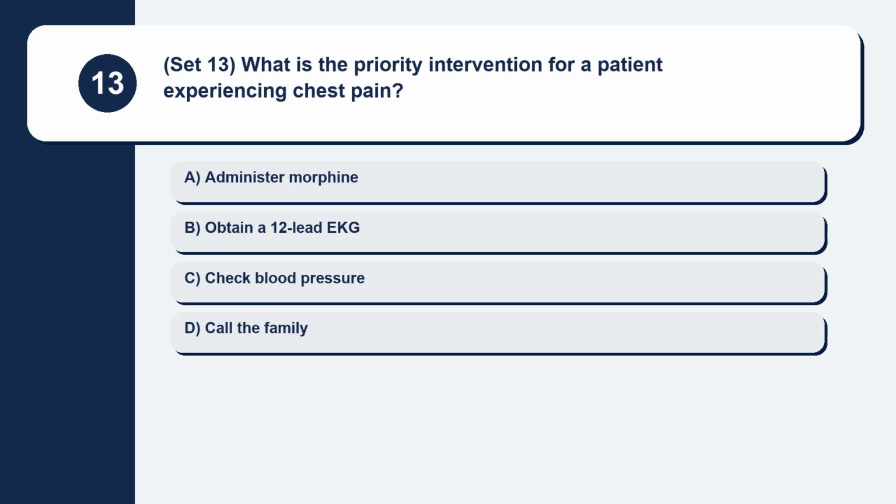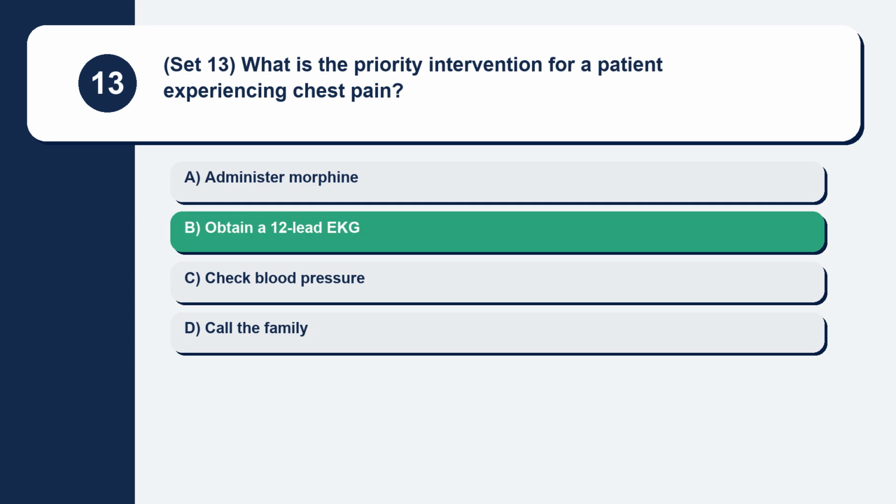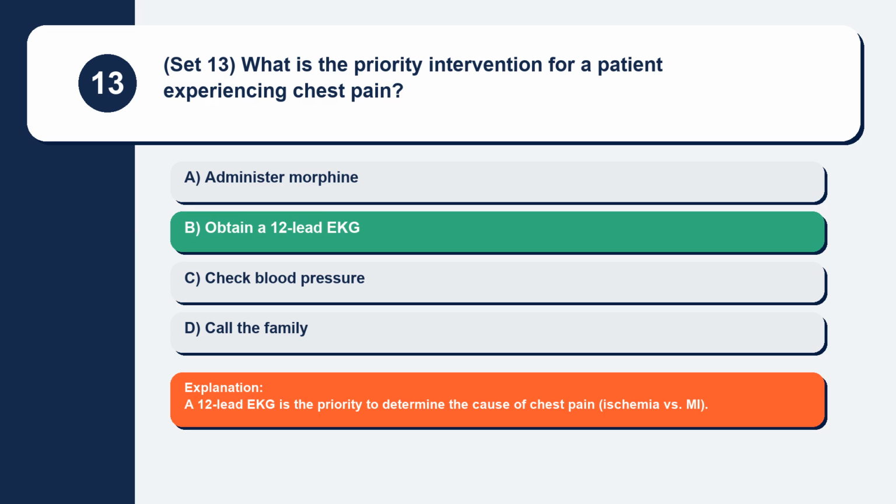Question 13. Set 13. What is the priority intervention for a patient experiencing chest pain? Administer morphine, obtain a 12-lead EKG, check blood pressure, call the family. A 12-lead EKG is the priority to determine the cause of chest pain, ischemia versus MI.